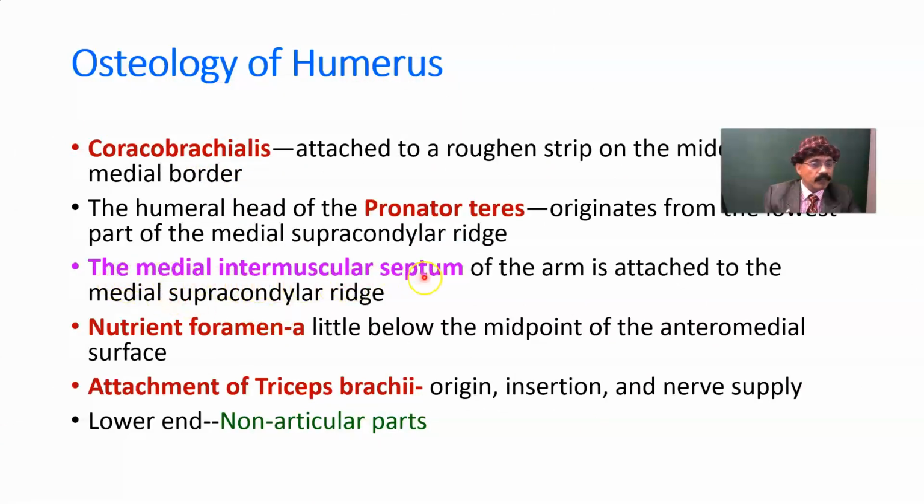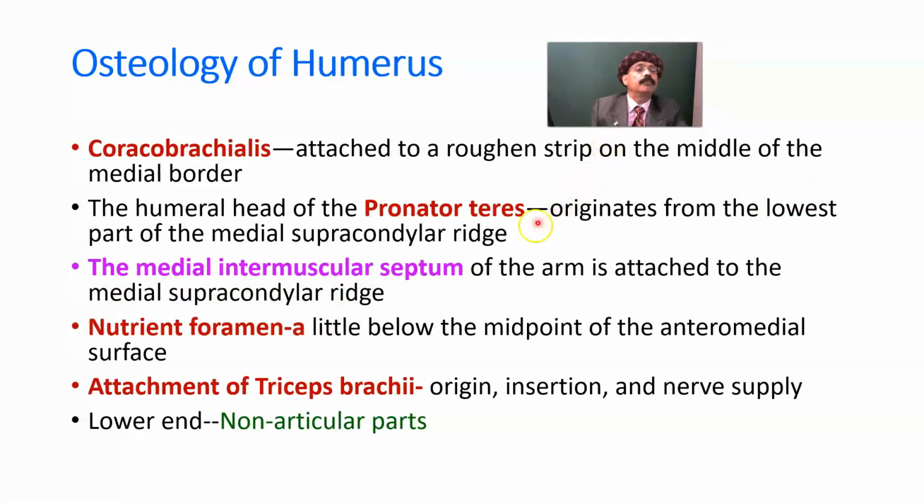Medial intermuscular septum of the arm is attached to the medial supracondylar ridge, like that of the lateral intermuscular septum is attached to the lateral supracondylar ridge. This is the medial supracondylar ridge. Here is the medial supracondylar ridge for the medial intermuscular septum, lateral supracondylar ridge for lateral intermuscular septum. Okay, we have the nutrient foramen a little below the midpoint of the anteromedial surface here.